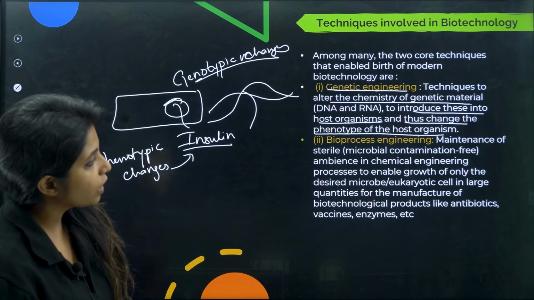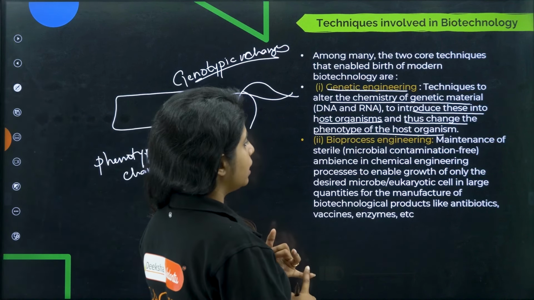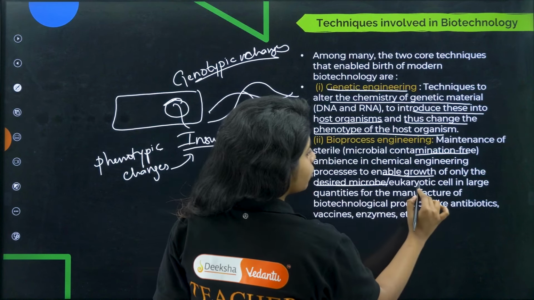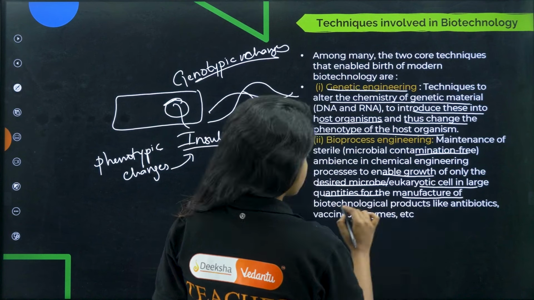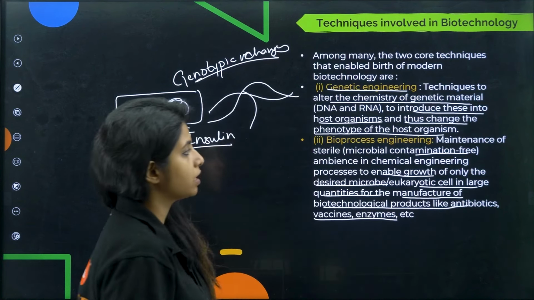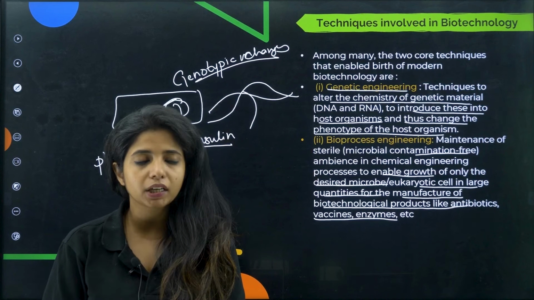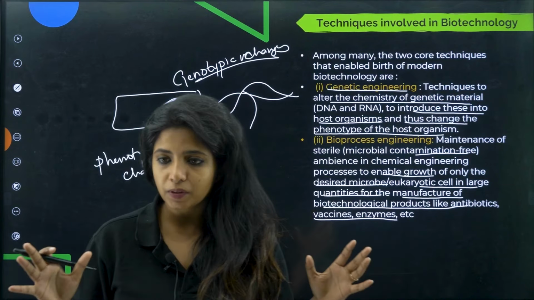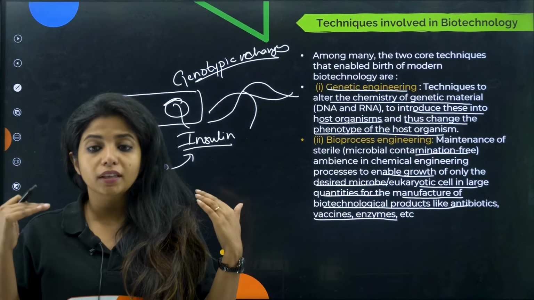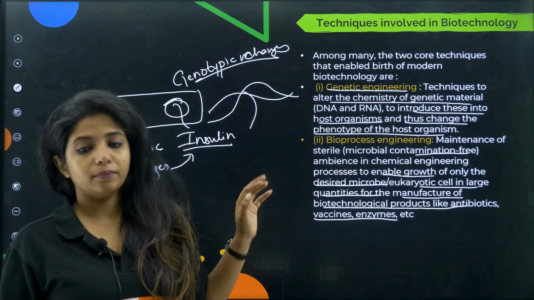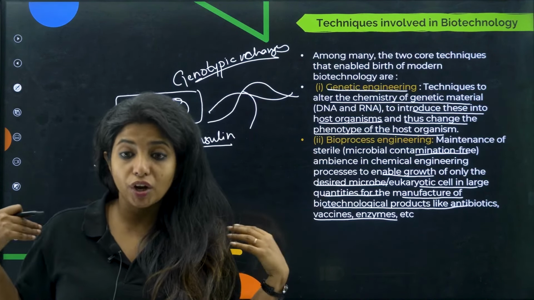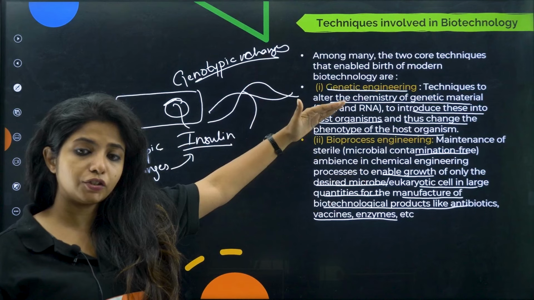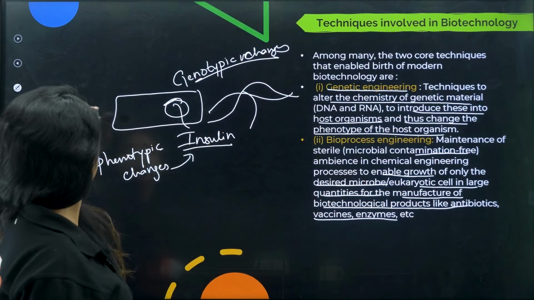Okay, going ahead, bioprocess engineering, that is the next thing. Maintenance of sterile, microbial contamination free ambience in chemical engineering processes to enable growth of only desired microbes, eukaryotic cells, in large quantities for the manufacture of biotechnological products like antibiotics, vaccines and enzymes. What do you mean by bioprocess engineering? Over here, you're making sure that whatever situation you are growing the microbes in is sterile and contamination free, such that only the desired microbes could grow. This is very important for production of antibiotics, vaccines and enzymes, because they are used in our body. So that is what you mean by bioprocess engineering, and this is what you mean by genetic engineering, which we are doing for products. Done?